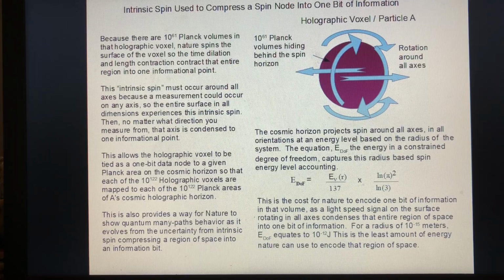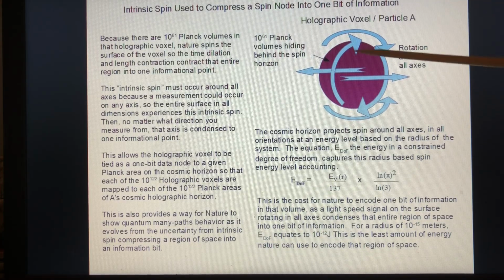This allows the holographic voxel to be tied as a 1-bit data node to a given Planck area on the cosmic horizon so that each of the 10 to the 122 holographic voxels are mapped to each of the 10 to the 122 Planck areas of A's cosmic holographic horizon. This also provides a way for nature to show quantum many paths behavior as it evolves from the uncertainty from intrinsic spin compressing a region of space into an information bit.